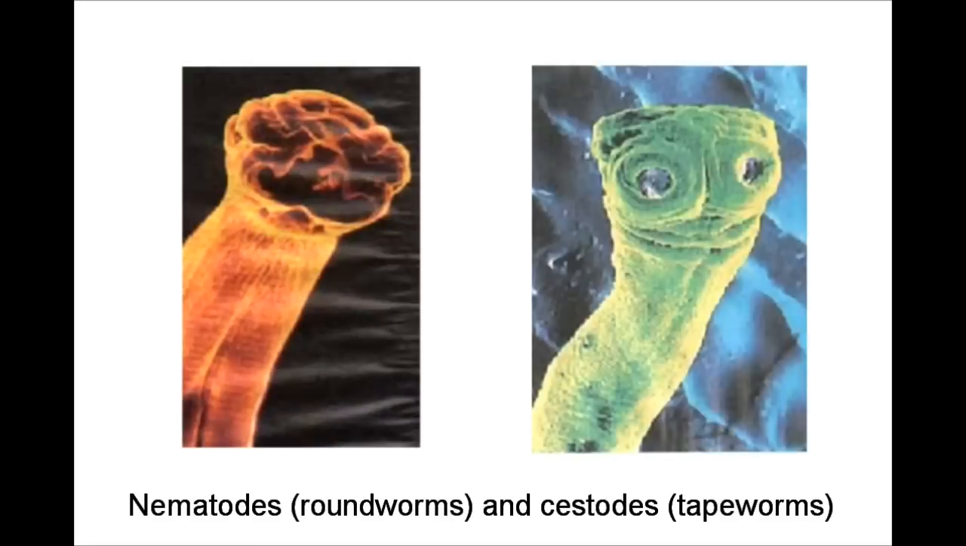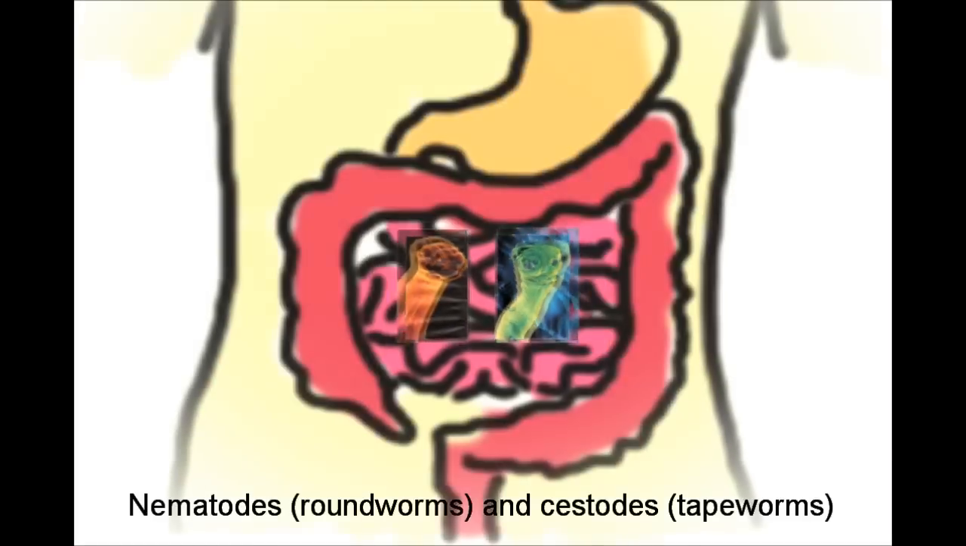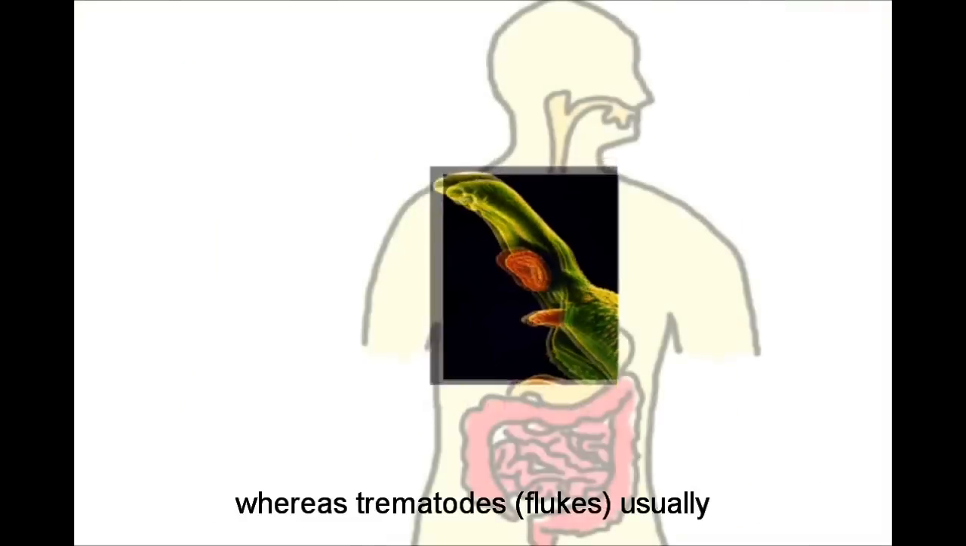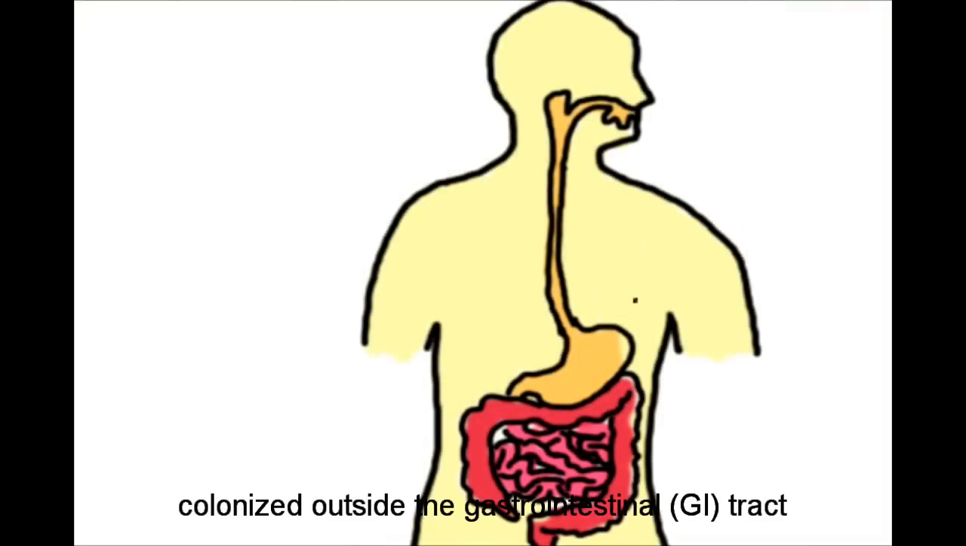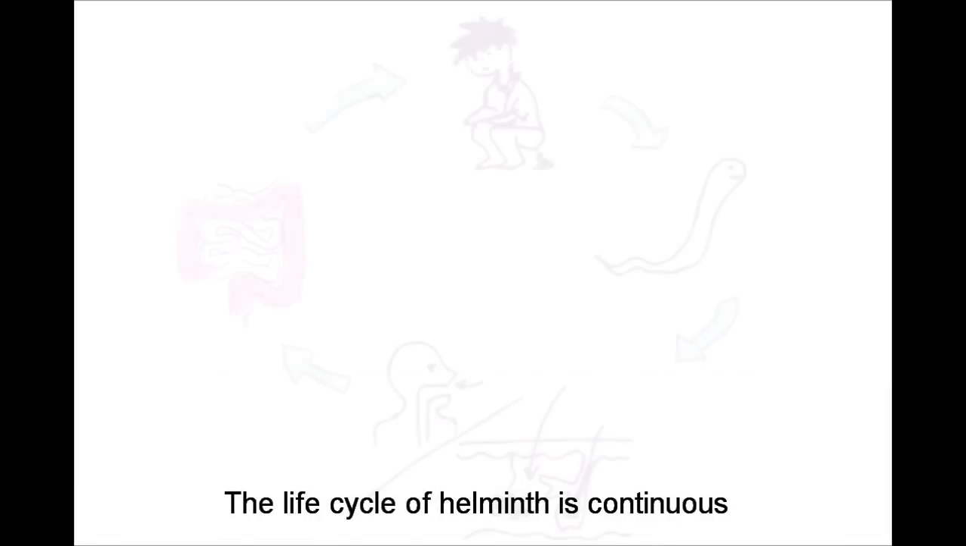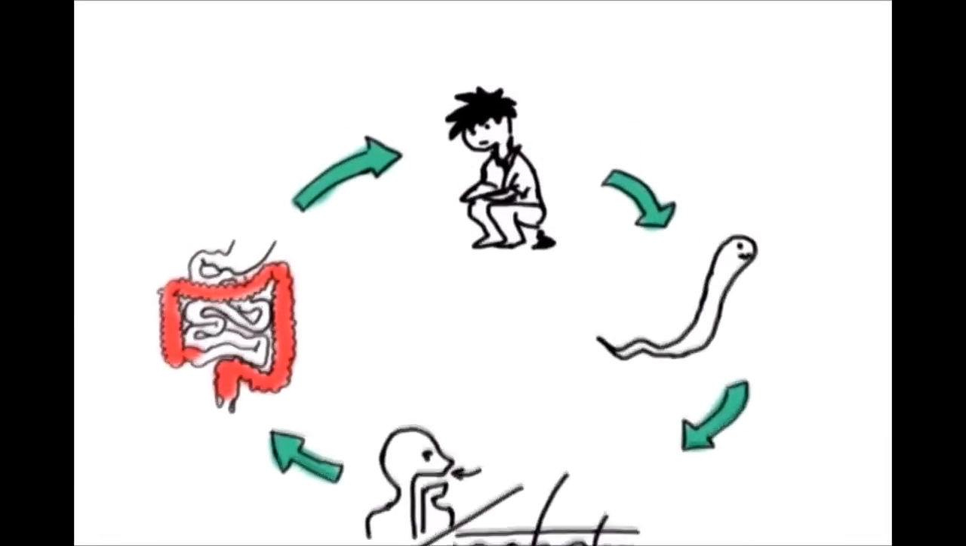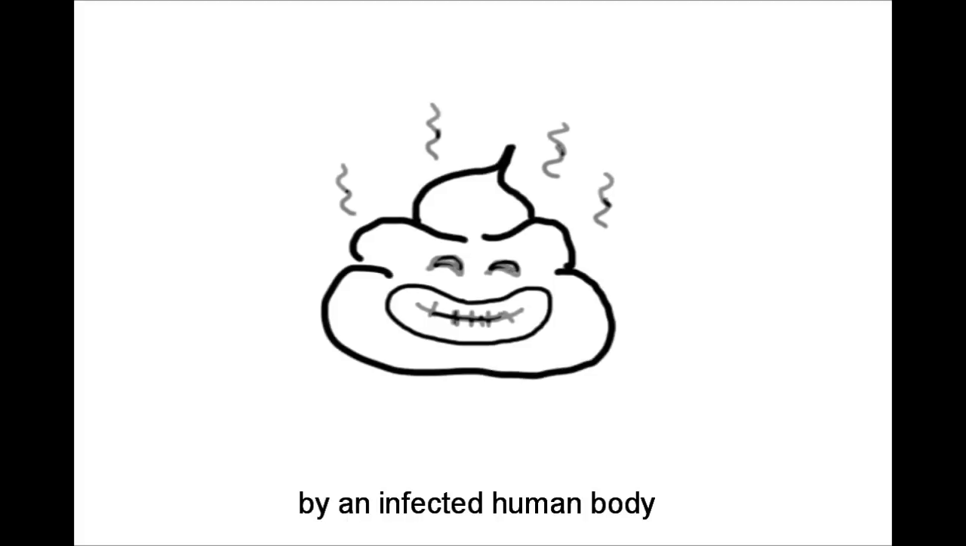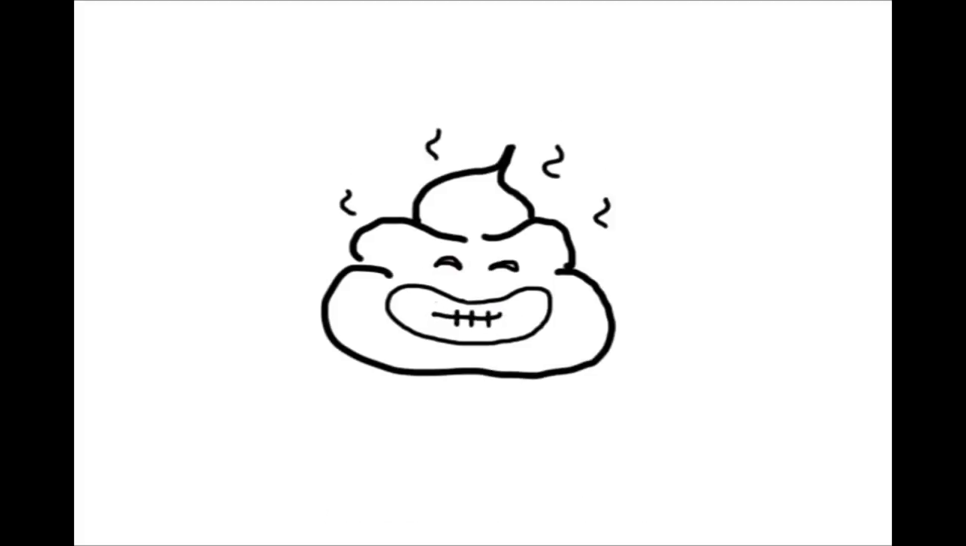Nematodes or roundworms and cestodes or tapeworms usually colonize inside the GI tract, whereas trematodes or flukes usually colonize outside the GI tract. Life cycle of helminth. The life cycle of helminth is continuous. It begins with the excretion of feces by an infected human body.